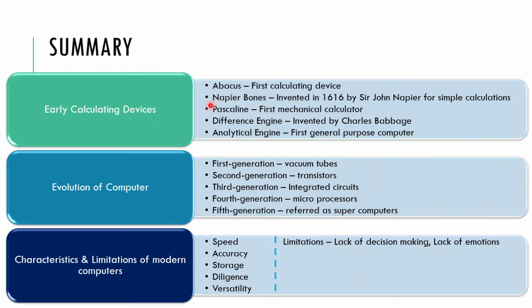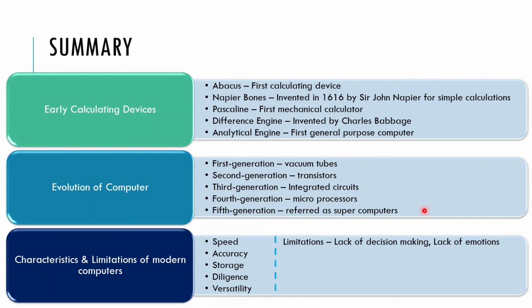Then we discussed the different generations of computers. In the first generation the main component was the vacuum tube. Second generation, transistor, faster compared to the first generation computers. Then came the third generation, where the integrated circuit was the main component. Size was further reduced compared to the previous generation. And then we had the fourth generation, wherein the main component was the microprocessor, with the entire CPU on a single chip. Fifth generation is referred to as supercomputers based on artificial intelligence.